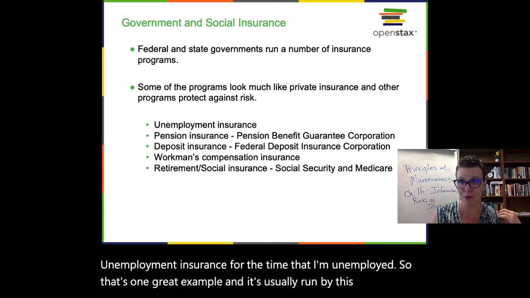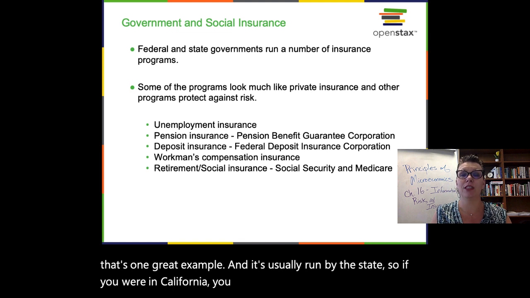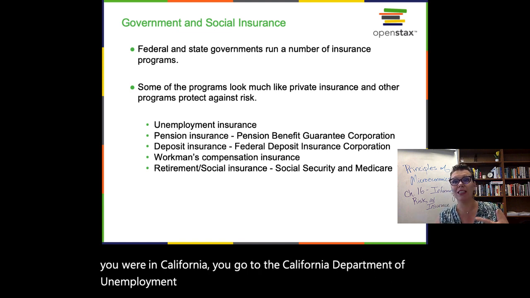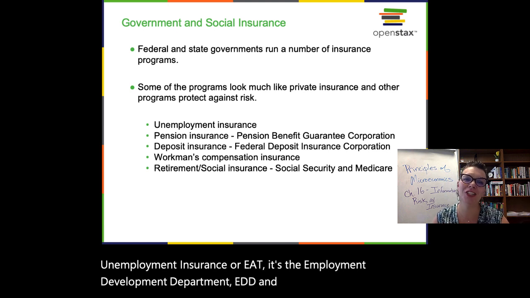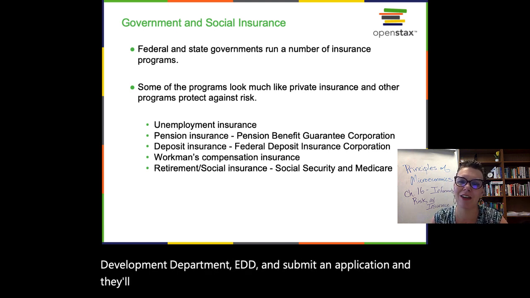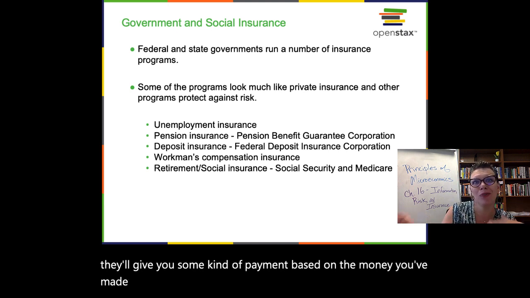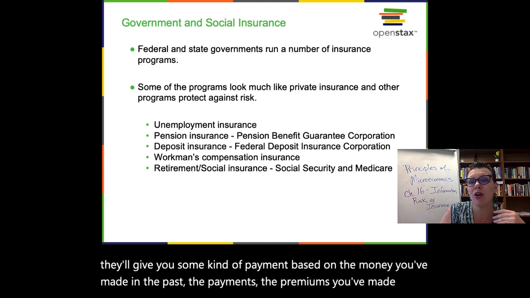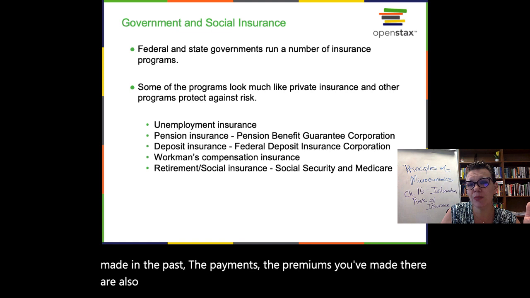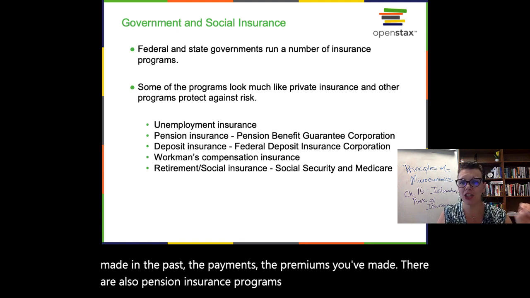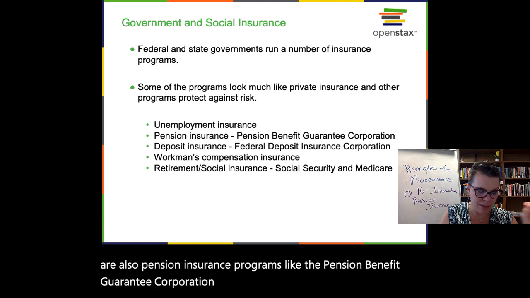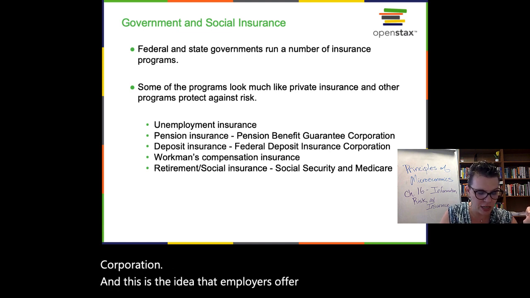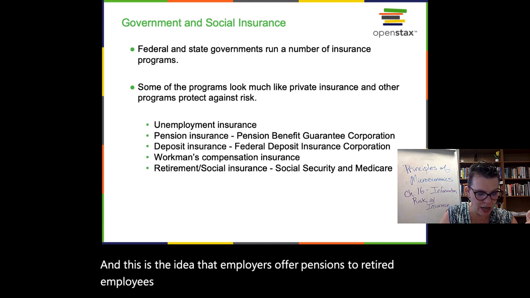So if you're in California, you go to the California Department of Unemployment Insurance, or it's the Employment Development Department, EDD, and submit an application, and they'll give you some kind of payment based on the money you've made in the past, the premiums you've paid. There are also pension insurance programs like the Pension Benefit Guaranty Corporation. And this is the idea that employers offer pensions to retired employees.